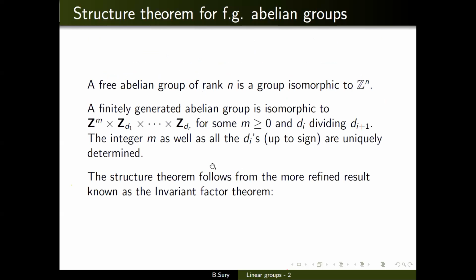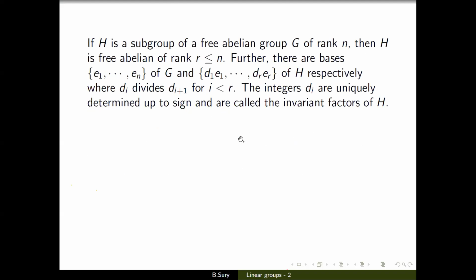And this is before knowing all this. In fact, you want to get this theorem and all from this. Take any subgroup; you first prove that any subgroup is again a free abelian group of some rank less than or equal to n. So it is generated by some r elements. So Z^r is generated by r elements, right?